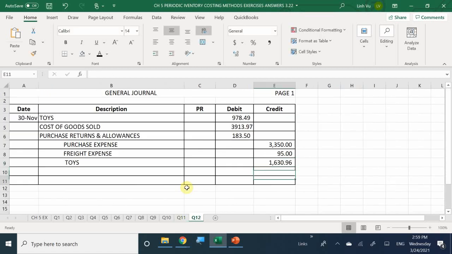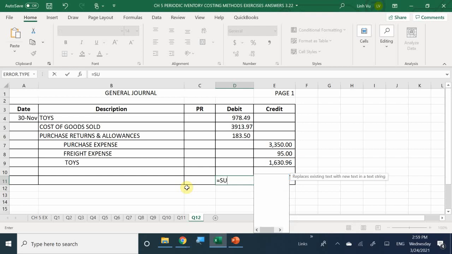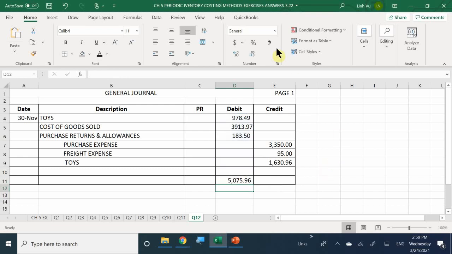16, 30, 96. So once again, let's tally up our totals to see if we have debits equal to credits over here. I just said equal 4 times. So there you go. 50, 75, 96 on the left. And I should get 50, 75, 96 on the right. Okay, so yay, I balanced. All right.